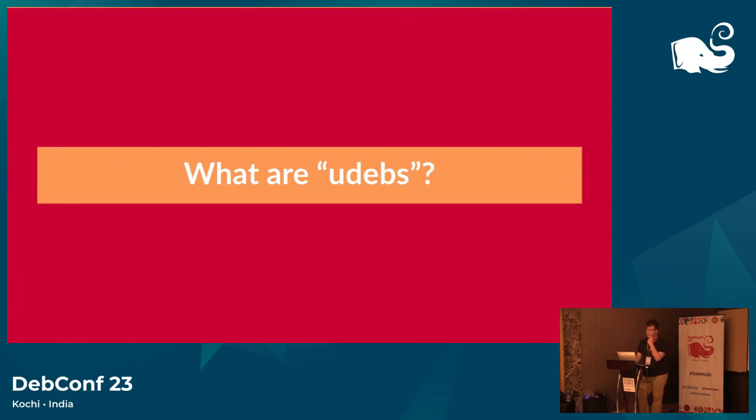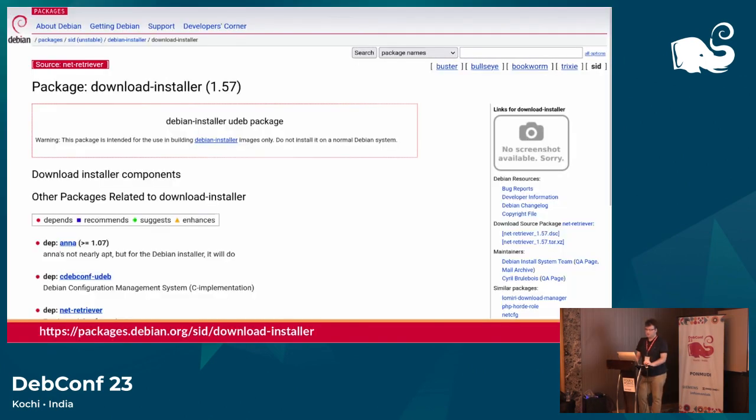These UDEBs, as I said, are the package system of Debian installer. If you go to packages.debian.org and search download installer, as we have seen on the previous list, you get this warning that says Debian installer UDEB package. This is intended for the use of building Debian installer images only. Do not install it on a normal Debian system. But there is still a source package link that is net retriever.